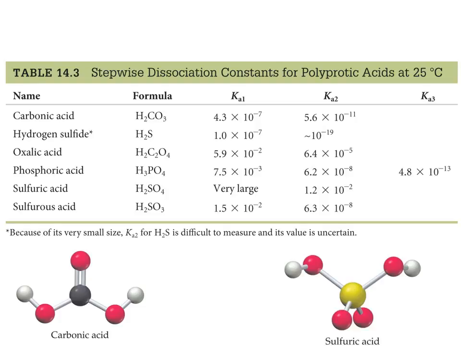So what that means in practical words is that the first proton is easier to remove. That reaction lies further to the right. It gets successively more and more difficult to remove the proton each time. So H3PO4 is a stronger acid than H2PO4-, which is a stronger acid than HPO4 2-.